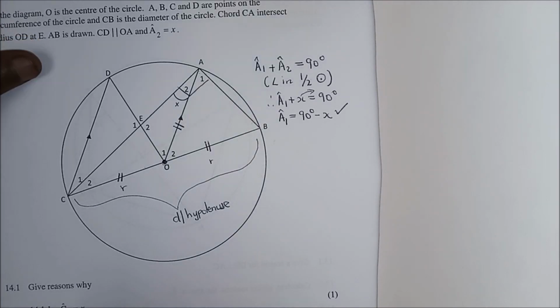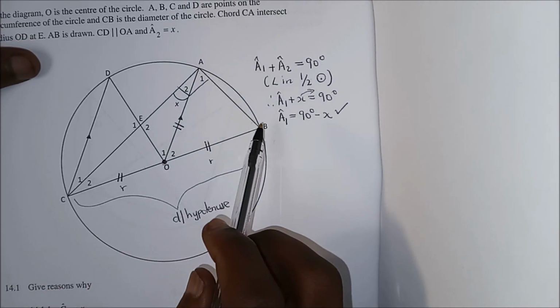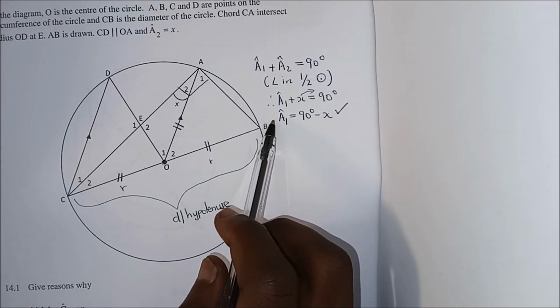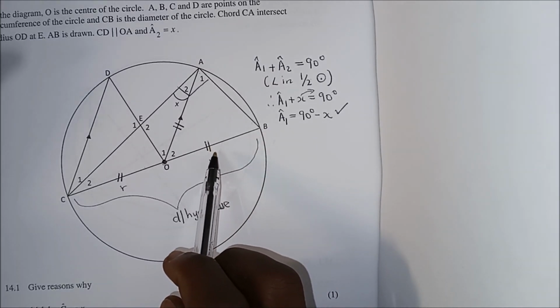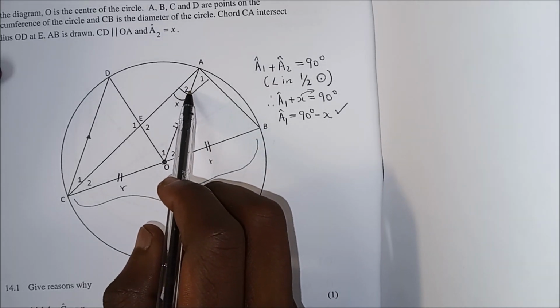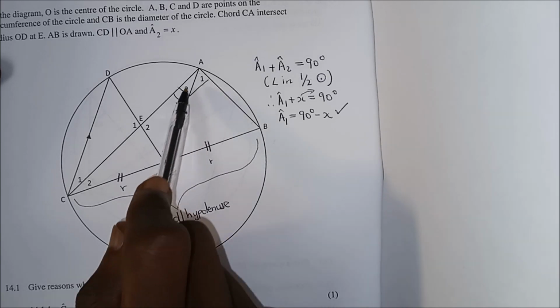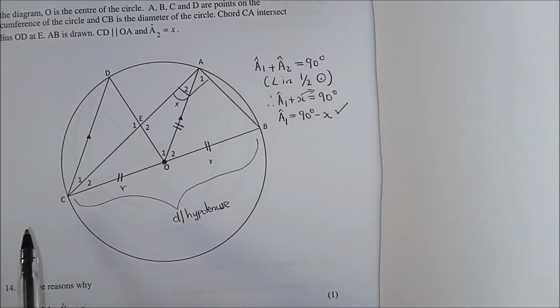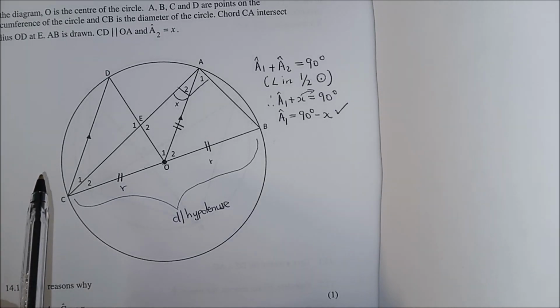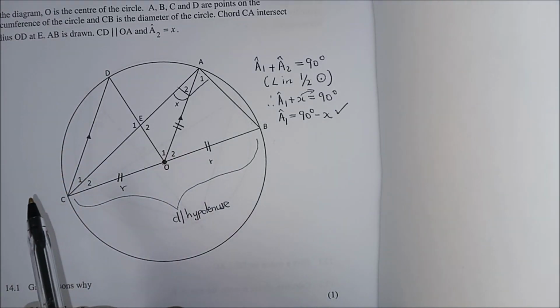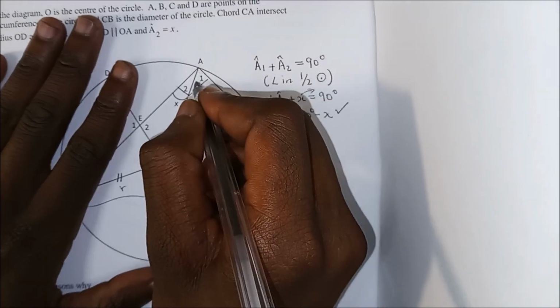On the last video, A1 is 90 minus x, and then A2 was x, it was given. So now this is what we know. Let's go ahead and read the information, but we can see from this. Let's look at this triangle.